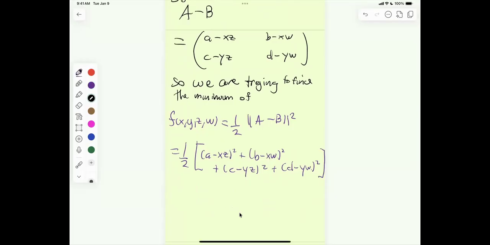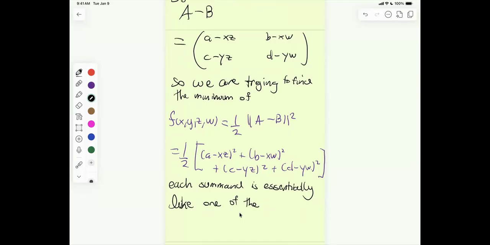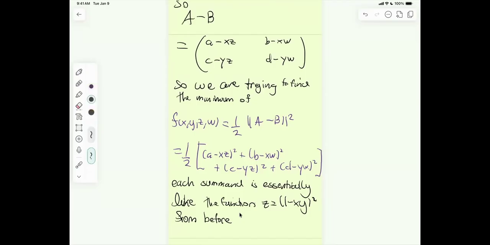So each summand is like the function from before, after relabeling variables, etc.